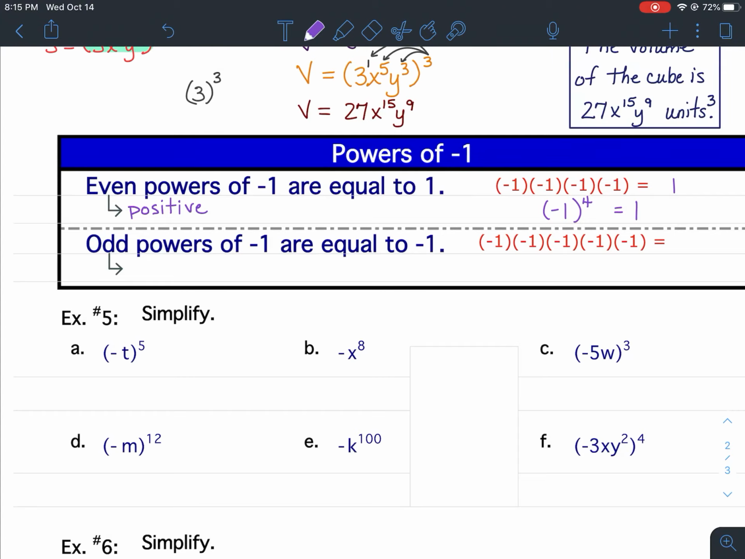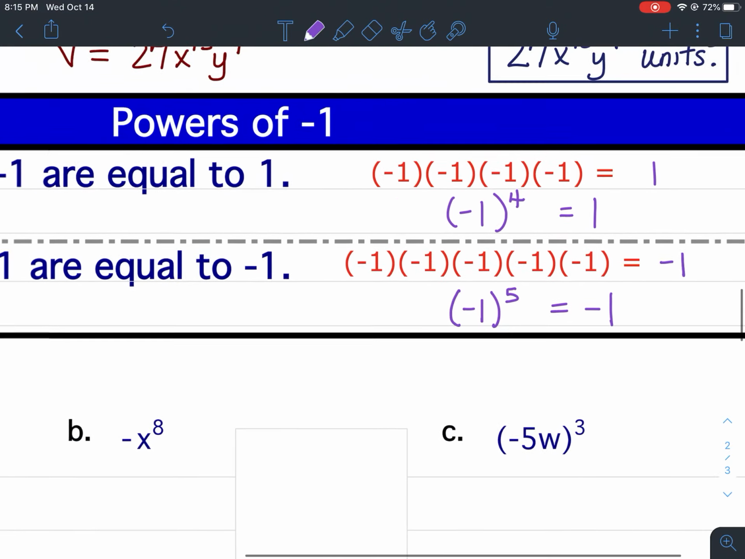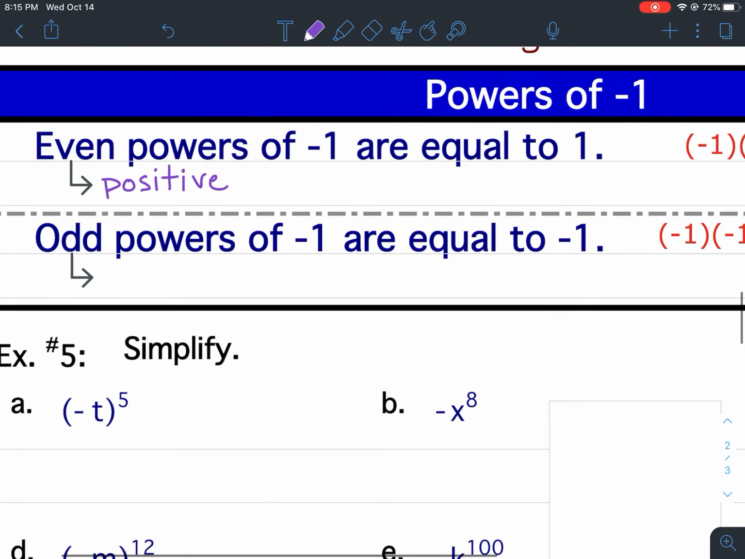However, when the exponent is odd, so here I've got 5 negatives, that would be -1. Another way of writing it would be -1 to the 5th power, which would give you -1. So again, if it's an even exponent, your answer is positive. But if it is an odd exponent, your answer is negative. If there's an odd amount, it's going to be negative.